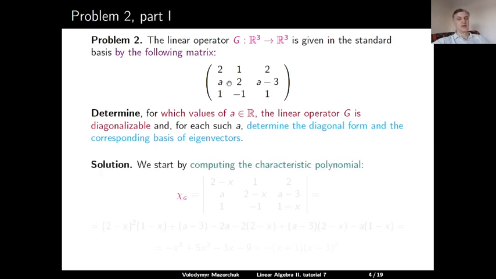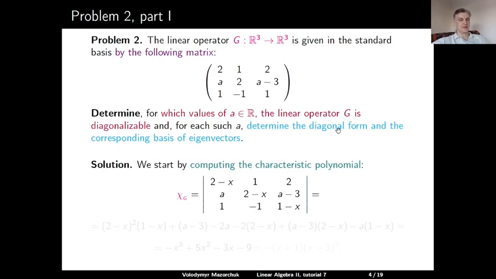Solution. As usual, we start by computing the characteristic polynomial. So we need to compute the determinant of the matrix which we obtain when we take the matrix of our linear operator and subtract x on the main diagonal. So we have the matrix 2 - x, 1, 2, a, 2 - x, a - 3, 1, -1, 1 - x.